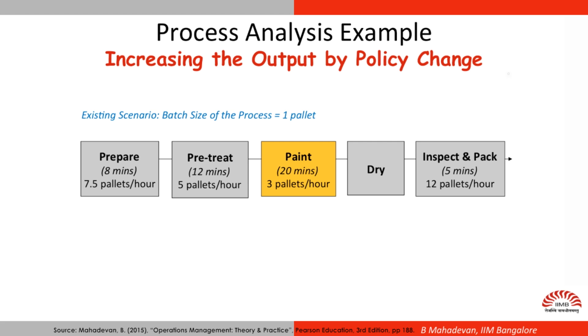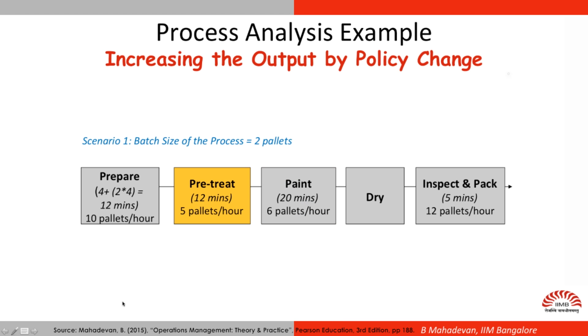So I have brought back the existing scenario, which is one pallet, which we analyzed already, as you may recall. And as we see here, painting is the bottleneck and our output is 3 pallets per hour, which we have already seen. Let us now ask what happens when you add a second pallet for painting.